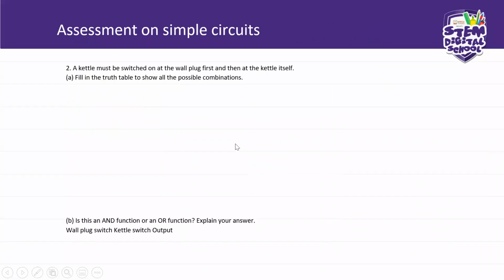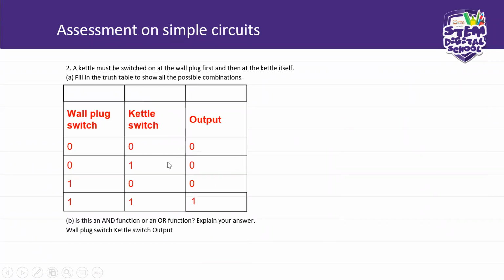All right, a kettle must be switched at the wall. It must be switched on at the wall plug first, then at the kettle itself. You know your kettle in the kitchen. Fill in the truth table to show all the possible combinations. Here is the truth table. You have your wall plug switch and the kettle switch.